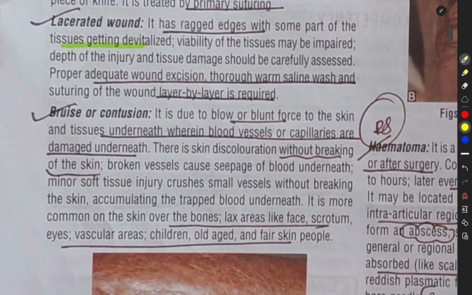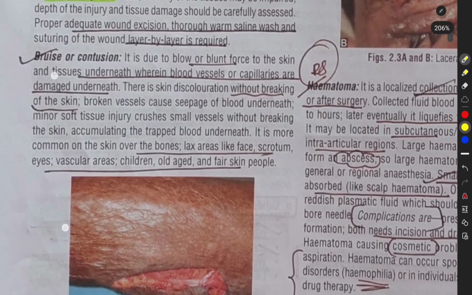The second one is lacerated wounds. Here it will have ragged edges. For this, proper adequate wound excision must be done, a thorough warm saline wash, and suturing of the wound by layers is required. Next, bruise or contusion.